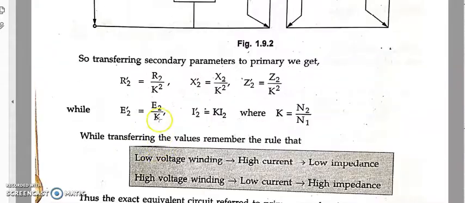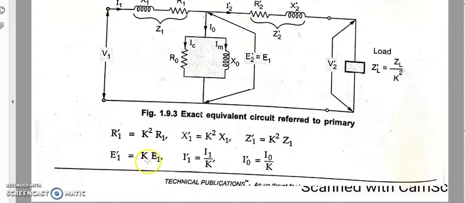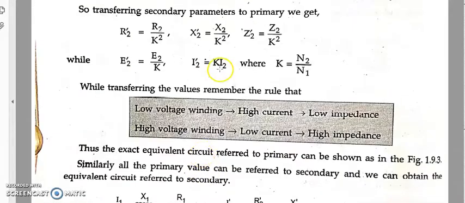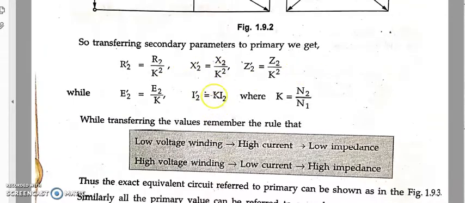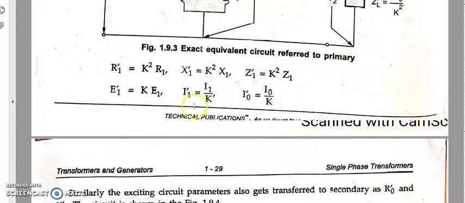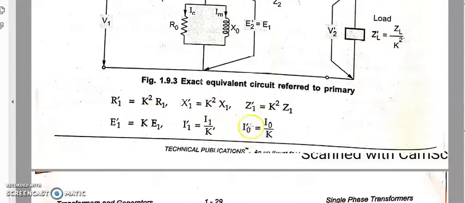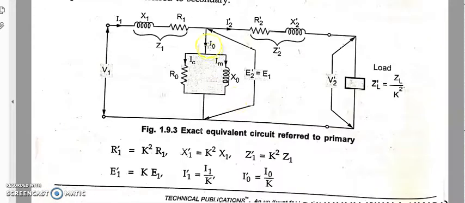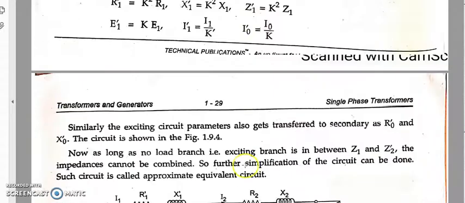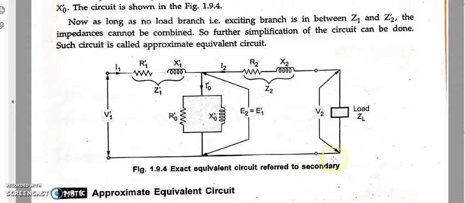K times E1. Earlier it was E2 by k, but now it is k times E1. Again, I1 dash is equal to what? In the earlier formula, when referred to the primary, I2 dash is equal to k times I2, but here I1 dash is equal to I1 by k. Anyhow, we have transferred primary to secondary, right? So I1 dash will become I1 by k, and similarly I0 dash will also become I0 by k. So these are the formulas for the equivalent circuit when referred to the secondary side.